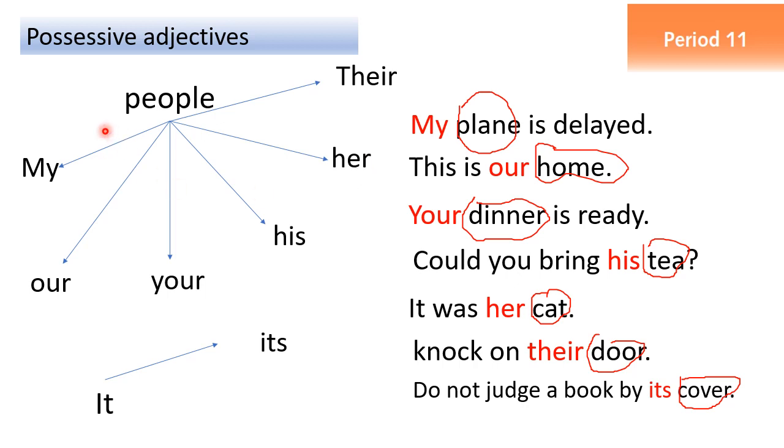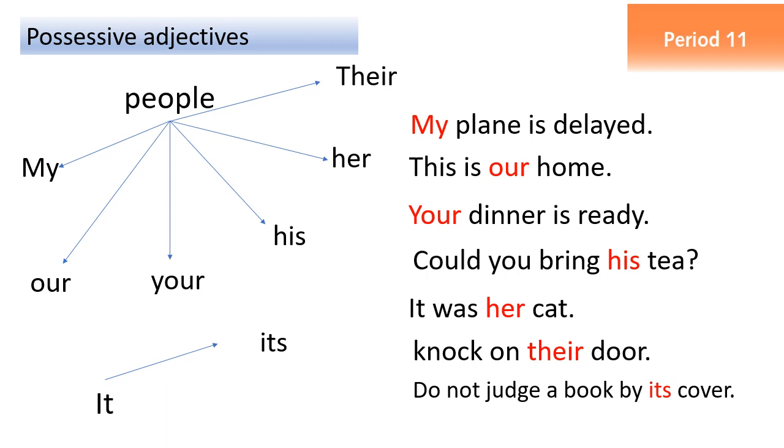هو أصبح صفة ملكية. So my, our, your, his, her, the, its are all possessive adjectives. فأقول أنا my plane خطتي, our home منزلنا, your dinner عشاؤك, his tea شايه, her cat قطتها, their door بابهم, its cover غلافه. Okay. So as I mentioned, my, our, your, his, her, the, its are possessive adjectives. It should be followed by nouns. Okay, thank you. Now let's look to the final group or the last group.